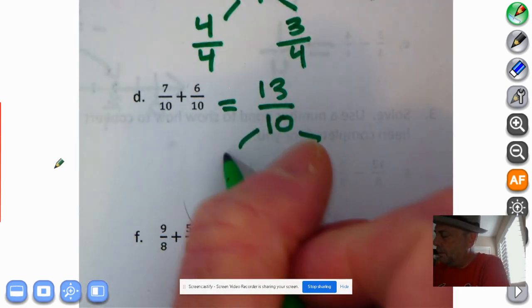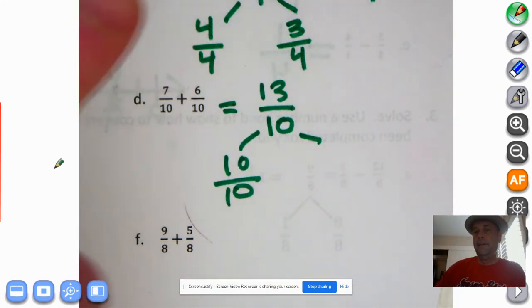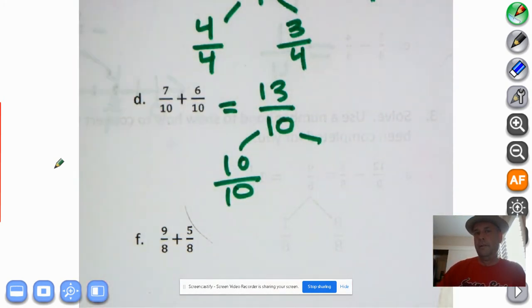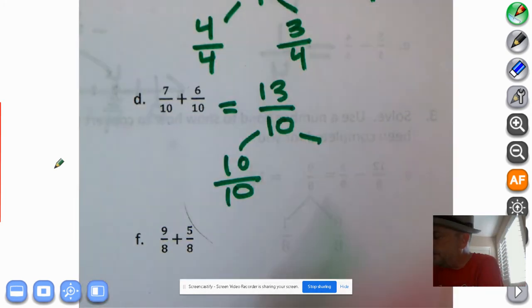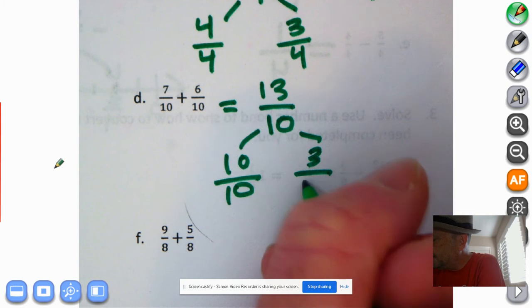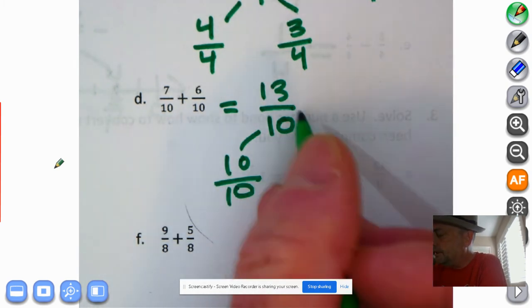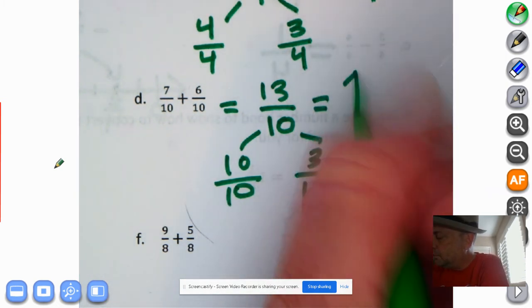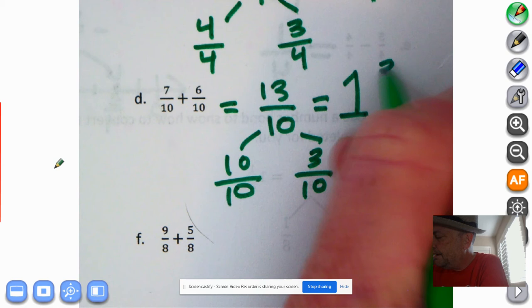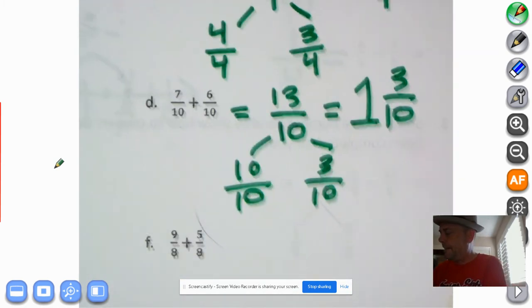So we're going to make 1 whole. What is 1 whole? 10 tenths. What's left over? 10, 11, 12, 13. 3/10 are left over. How do I know for sure? Because look here. 10 plus 3 is 13, right? 10 plus 3 is 13, 13 tenths. We've broken it down. What is 10 tenths? 10 tenths is 1 whole. What's left over? 3/10. Yes, 1 3/10.